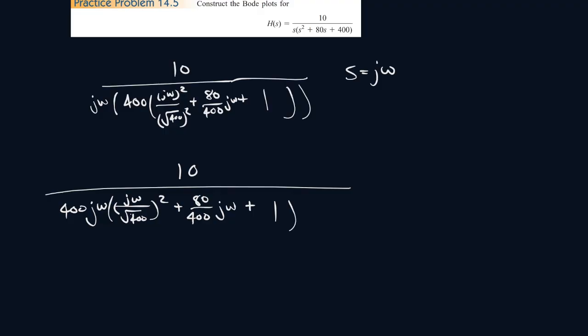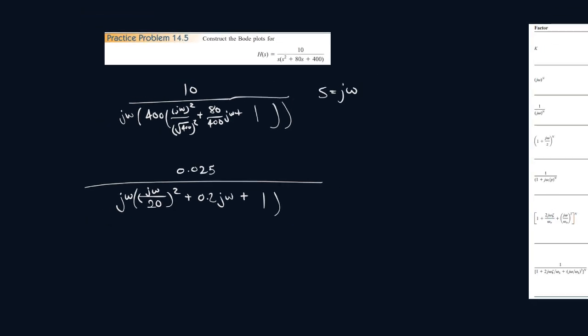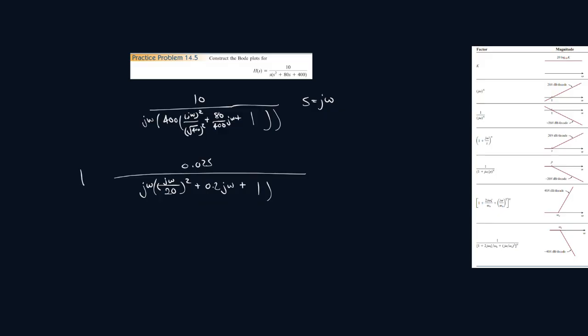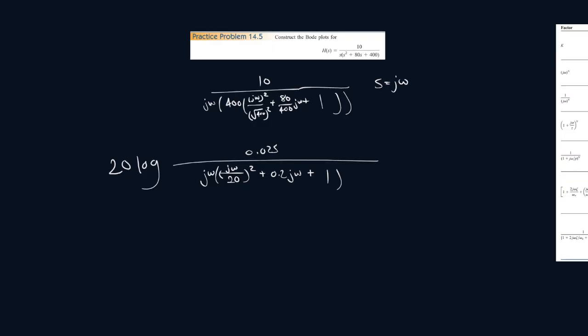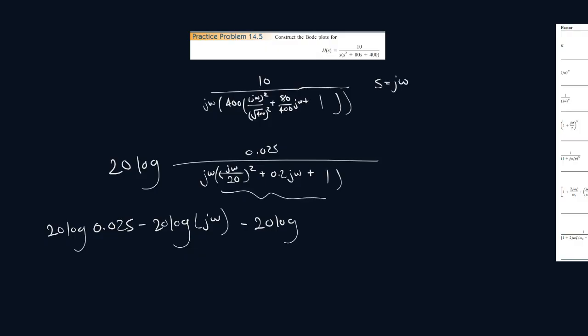Okay. So the square root of 400, that's just 20. And 80 divided by 400, that's 0.2. And 10 divided by 400, that's 0.025. Wait, sorry, it's supposed to be on the top. Okay, there we go. And now we're going to take log of this times 20. So this is going to be 20 log of 0.025 minus 20 log of jw minus 20 log of all of this.